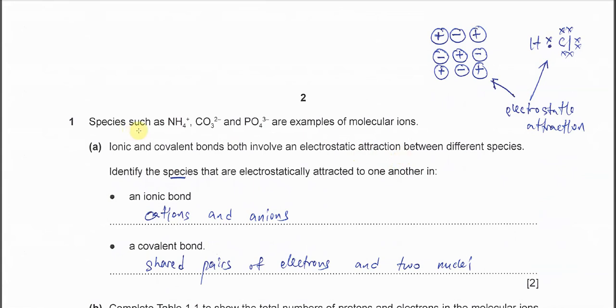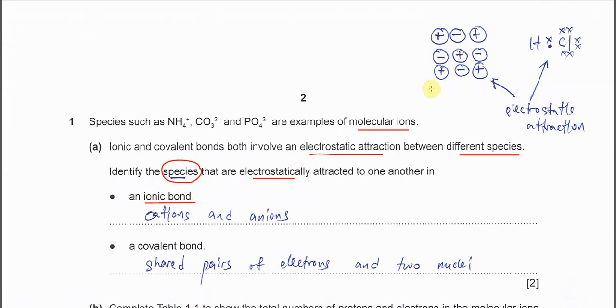Species such as ammonium, carbonate and phosphate are examples of molecular ions. Part A: ionic and covalent bonds both involve electrostatic attraction between different species. Identify the actual species that are involved in these electrostatic forces. First one, ionic bond.